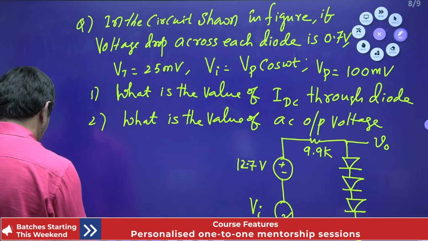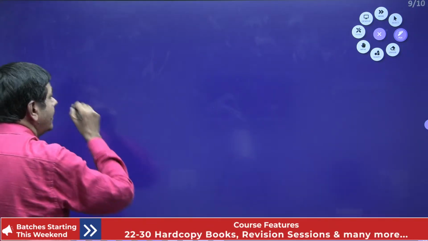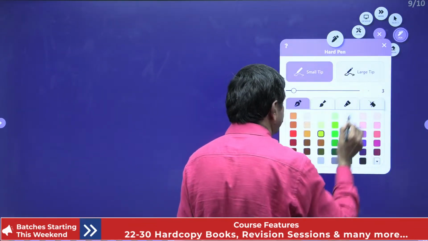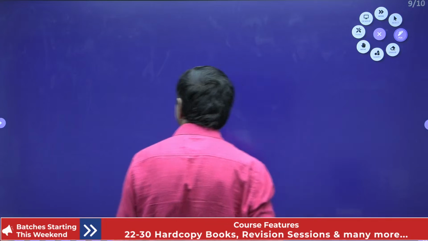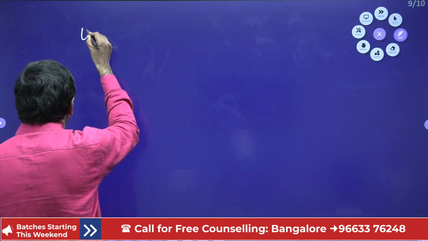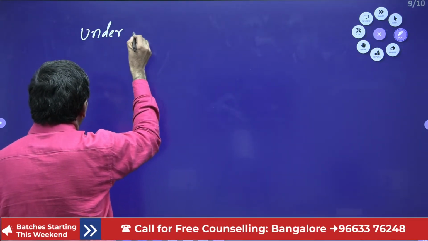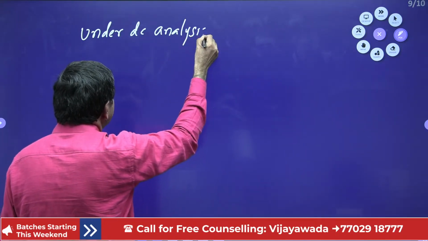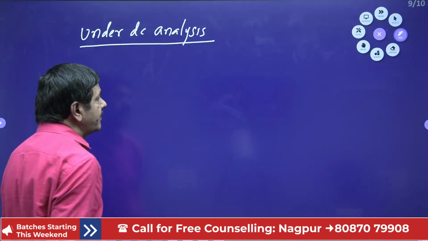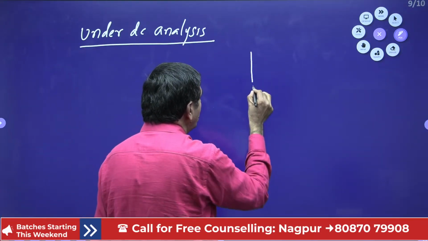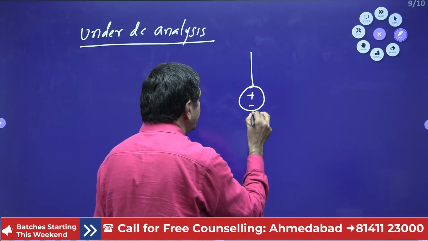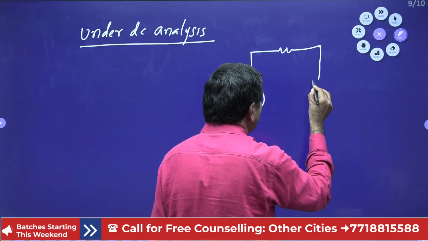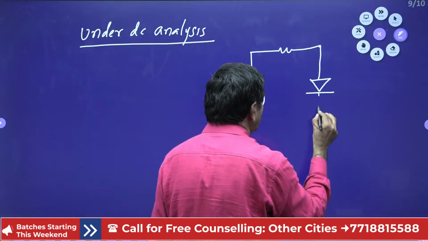Yes, I will try. I wish to do it initially under DC analysis. Under DC analysis, I can find it. What I can do: wherever an AC source is given, that must be shorted. Only the DC source you must connect. And the resistance is a must. And 4 diodes are given. Those 4 diodes I will connect in series, no doubt.